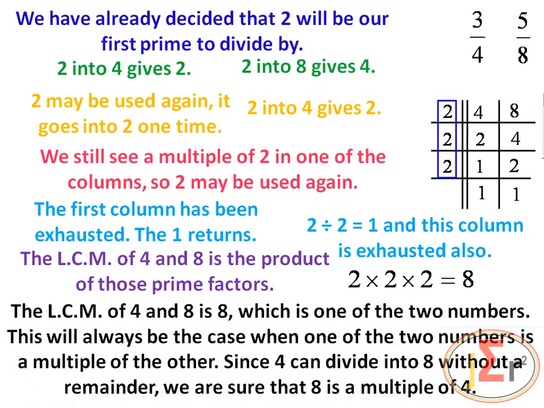This will always be the case when one of the 2 numbers is a multiple of the other. Since 4 can divide into 8 without a remainder, we are sure that 8 is a multiple of 4. So, when we have 2 numbers, to find the LCM of those 2 numbers, if one is a multiple of the other, then the LCM will be equal to the larger number. And if the 2 numbers do not have a common prime factor, then the LCM will be the multiple of those 2 numbers.